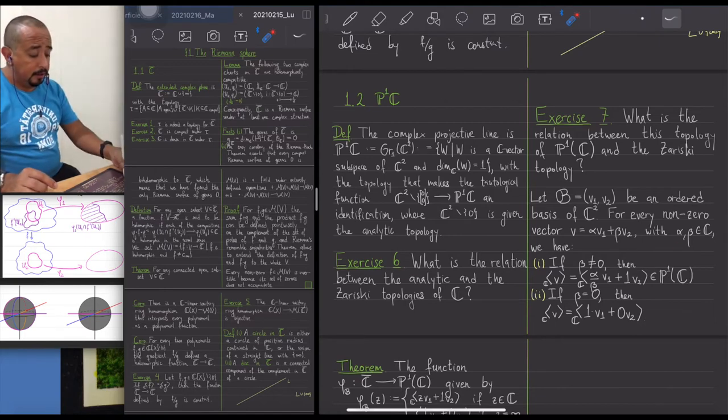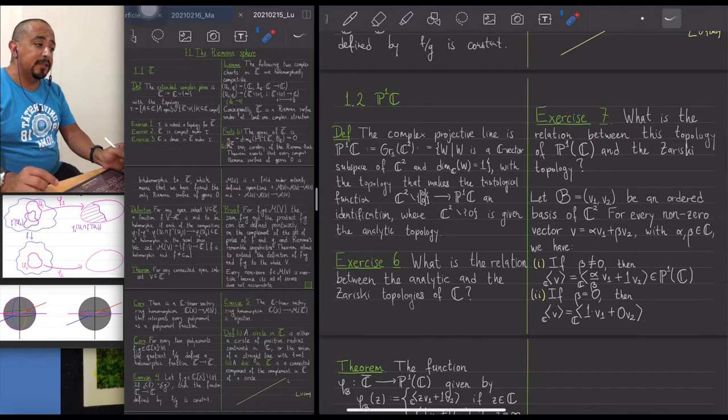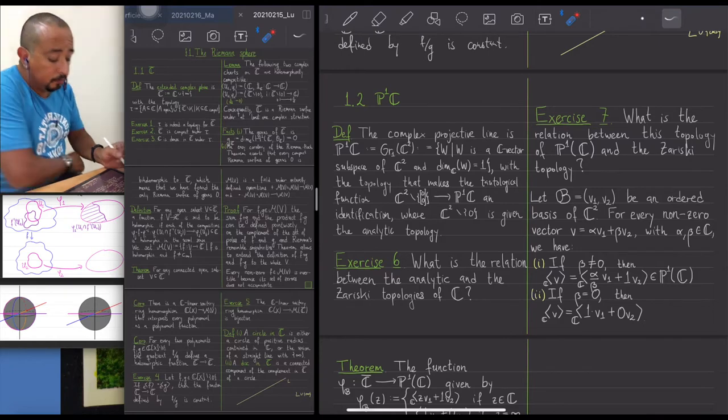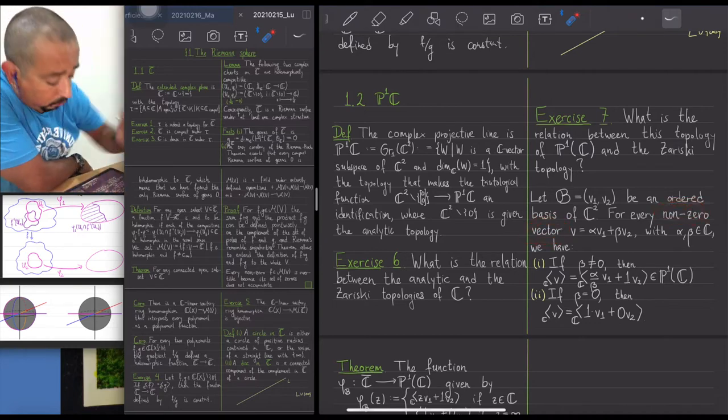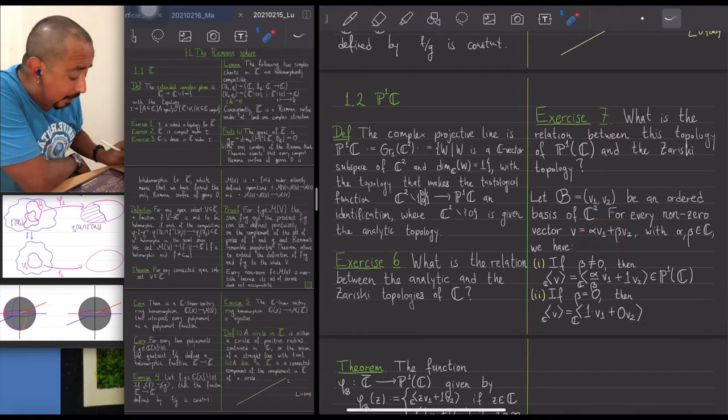So what we do here is to study how the choice of any ordered basis allows us to parametrize the points of P1C bijectively with elements of C bar. So fix an ordered basis, and then every non-zero vector can be, of course, written as a C-linear combination with coefficients in the complex numbers. Since v is not the zero vector, we know that at least one of alpha or beta is not zero. And we analyze case by case.